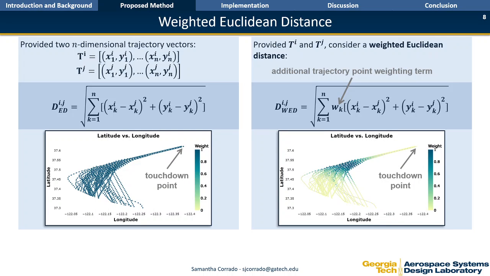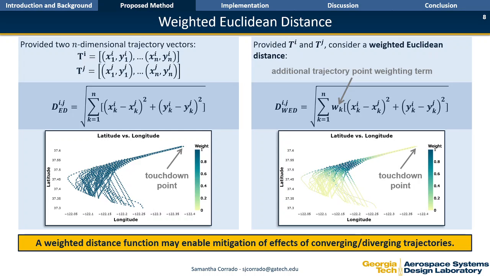So for instance, consider these two plots of latitude versus longitude. It's possible to create a weighting function that weights the points closest to the airport location and closest to the border of the airspace less than those in the center of the trajectory sequence. Therefore, a weighted Euclidean distance function may enable mitigation of the effects of converging or diverging trajectories compared to the standard Euclidean distance function, such that classification may be less skewed and instead more precise.